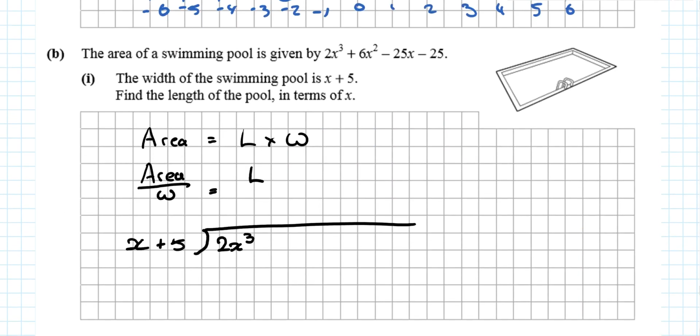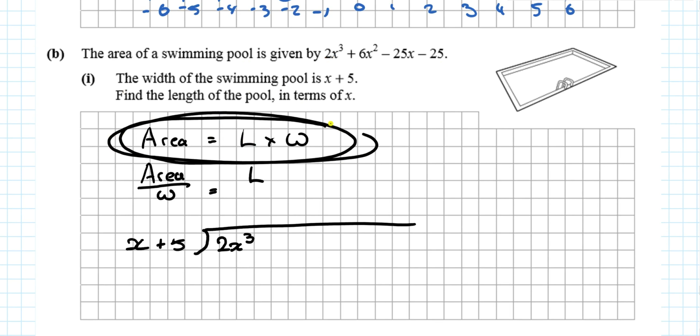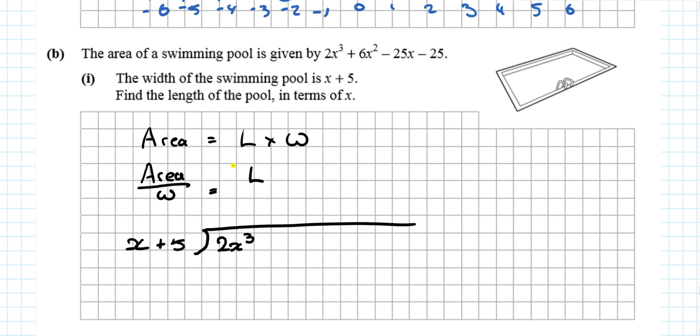The swimming pool question. The area of a swimming pool is given by, so we've gotten the area. The width of the swimming pool is given by x plus 5, and we want to find the length. Well, we know it's a rectangle and that's length times width. So if I want to get length on its own, I need to divide both sides by width. So it's x plus 5 being divided into 2x cubed plus 6x squared minus 25x minus 25.